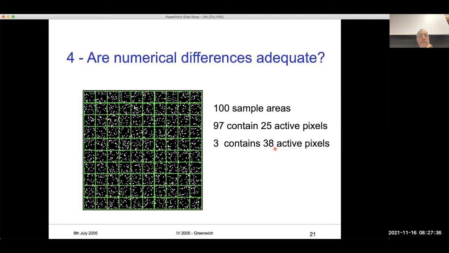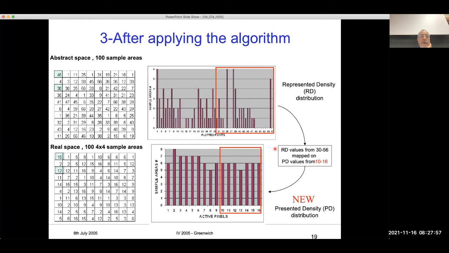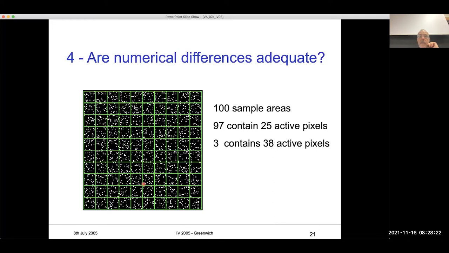And the question for you is, which ones? Are you able to perceive the 3 denser areas? I can bet no, because this is below the threshold. Even if our algorithm produces a difference, say between 46 and 38, mapping them to 15 and 12, it is likely that the user is not perceiving this difference because the increased number of pixels turned on is too little. Exactly as in the example, we have three sample areas having 13 more pixels turned on, and you are not able to distinguish them.